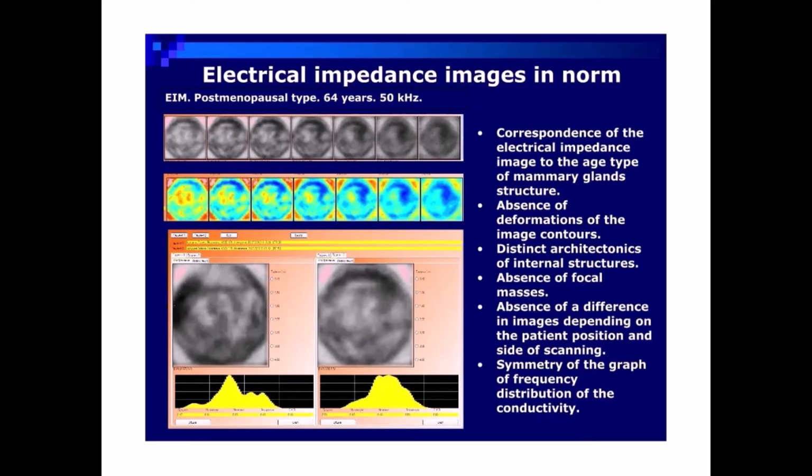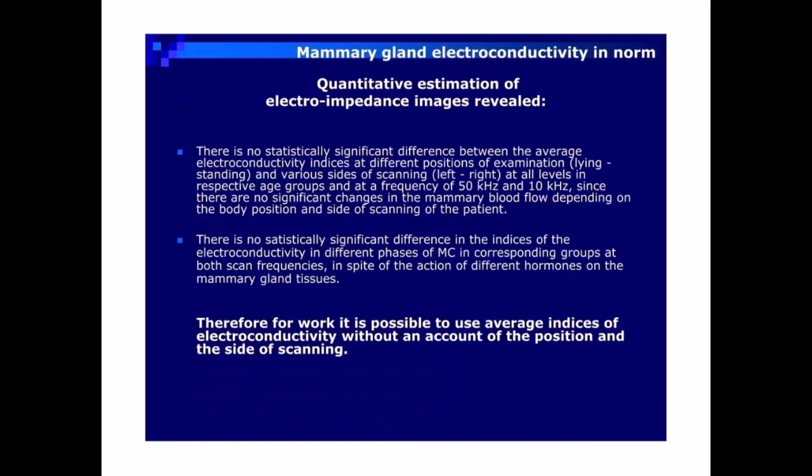Electrical impedance images in norm. EIM. Postmenopausal type, 63 years. 50 kHz. Correspondence of the electrical impedance image to the age type of mammary gland's structure. Absence of deformations of the image contours. Distinct architectonics of internal structures. Absence of focal masses. Absence of a difference in images depending on the patient position and site of scanning. Symmetry of the graph of frequency distribution of the conductivity. Mammary gland electroconductivity in norm.